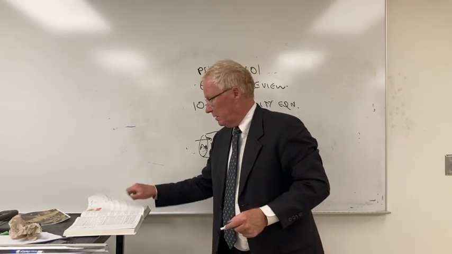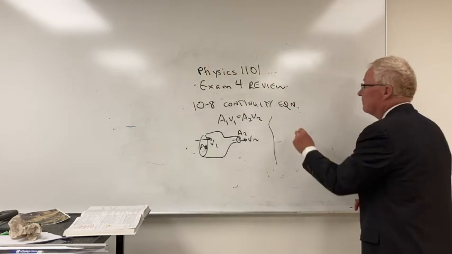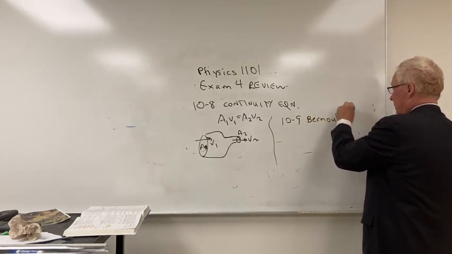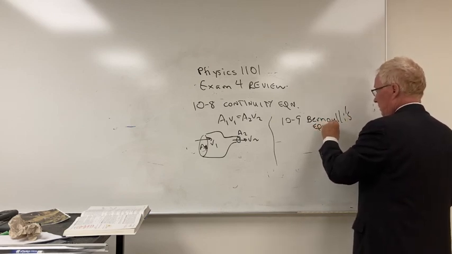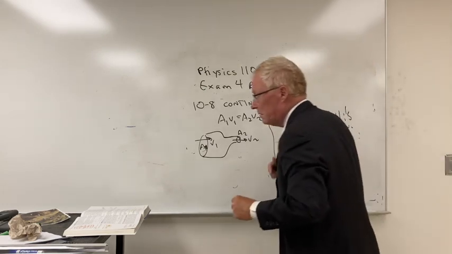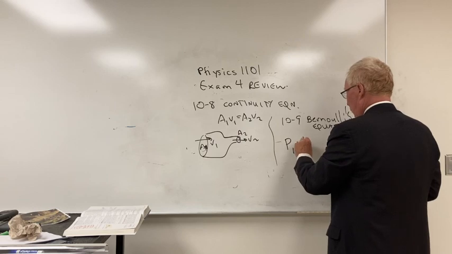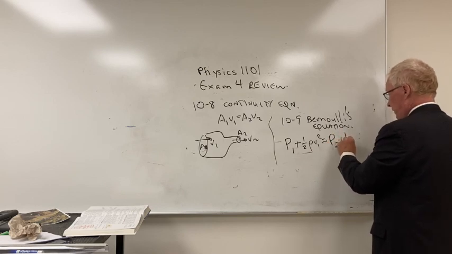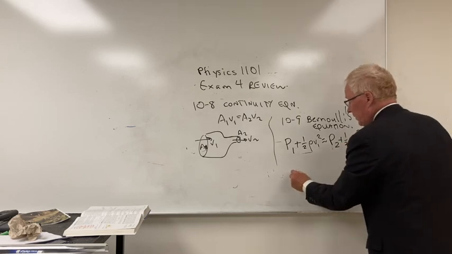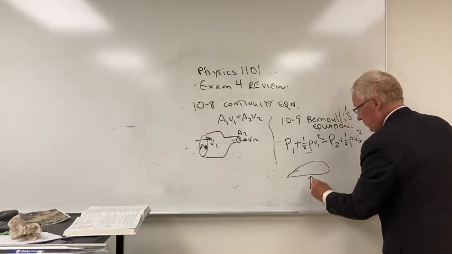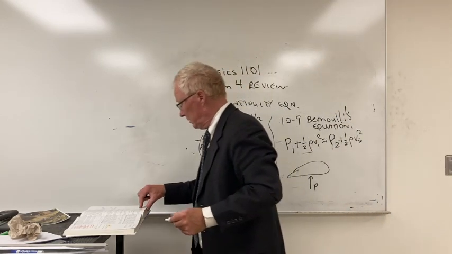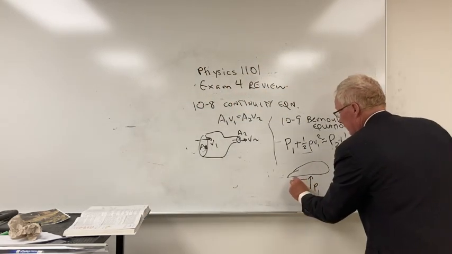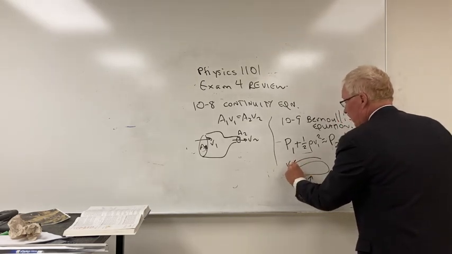And then related to this, we have Bernoulli's equation. So 10.9, Bernoulli's equation. And this is P1 plus 1/2 rho V1 squared is P2 plus 1/2 rho V2 squared. Basically, this has to do with an airplane wing. So pressure on the bottom, P1. Well, let's keep it consistent. Yeah, P1 on the bottom. Air goes past there. It has to go fast on the other side, P2.